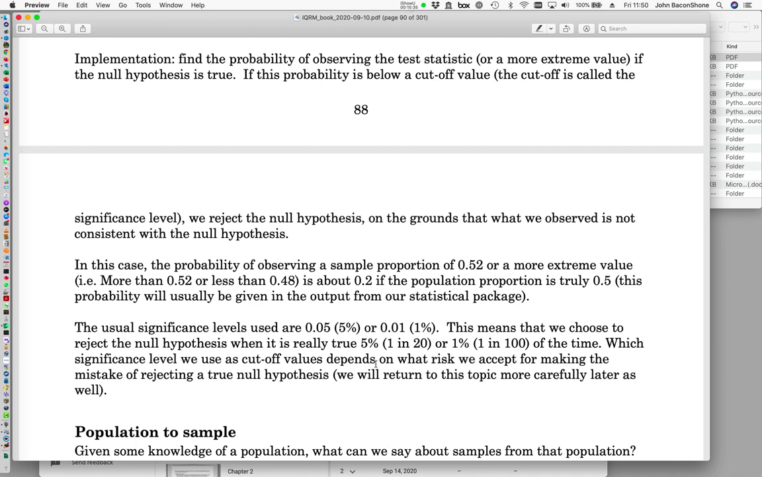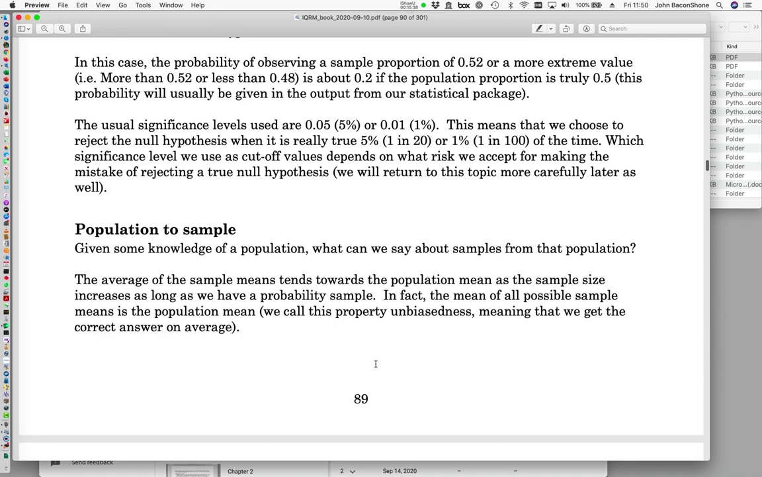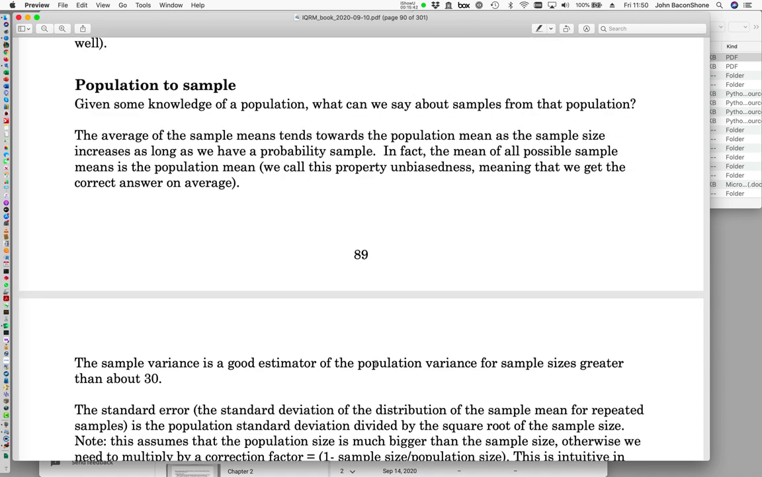But let's go back a stage. We said before that probability tells us, given a population, what sorts of samples might we expect to get. So if we know what the population is like, what can we say about the samples? Well, it turns out that we can show that for a probability sample, the average of the sample means tends towards the population mean as the sample size increases. In fact, for a probability sample, the average of all possible sample means is the population mean. So we call this property unbiasedness, meaning that on average we get the correct answer with no bias.